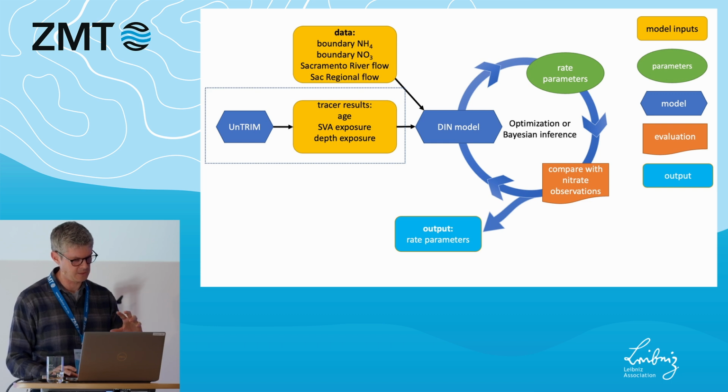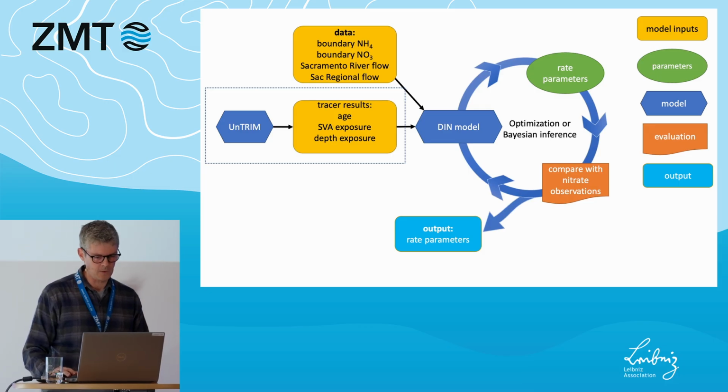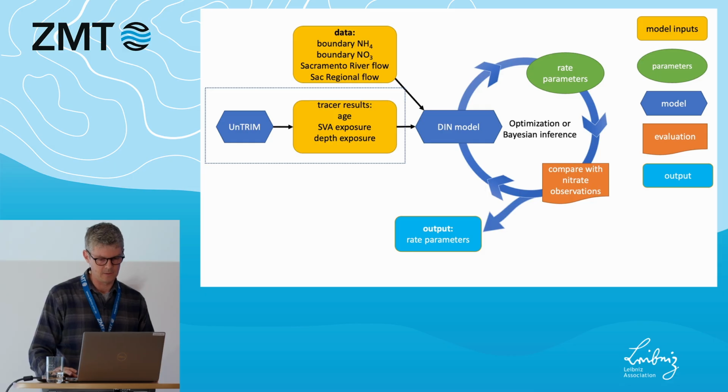run the tracer simulation once. That takes a really long time. It takes literally weeks on our PC workstation. And then we run our DIN model, which takes milliseconds. So that allows us to run this DIN model, again, tens or hundreds of thousands of times. We did this both with optimization and Bayesian inference.